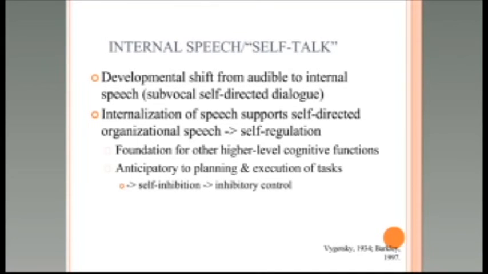This internalization of speech that children develop over time, and should be there by the time children are in elementary school, supports their self-directed organizational speech. So this is the use of speech for self-regulation of behavior. Wait your turn, don't blurt it out, don't forget to raise your hand. These are prompts that children say inside of their heads to help regulate their behavior. These form a foundation for other higher level cognitive functions, such as working memory and planning, and they're anticipatory to planning and execution of tasks. So you're using this kind of internal dialogue to help plan and perform more complex things. And so it forms the foundation for self-inhibition and ultimately inhibitory control.